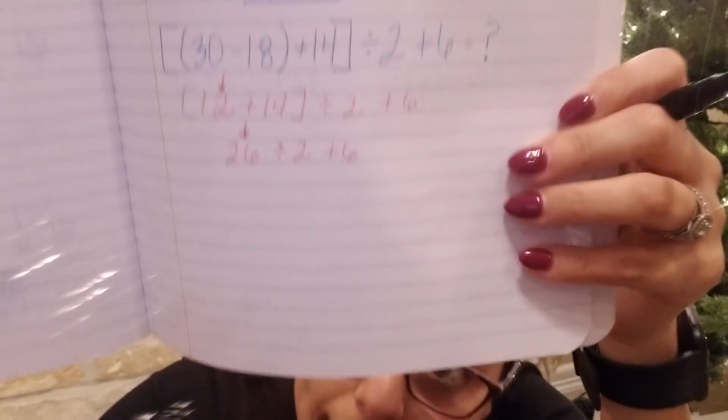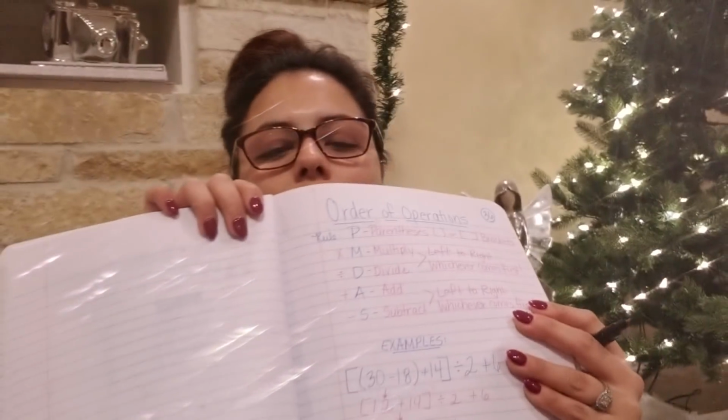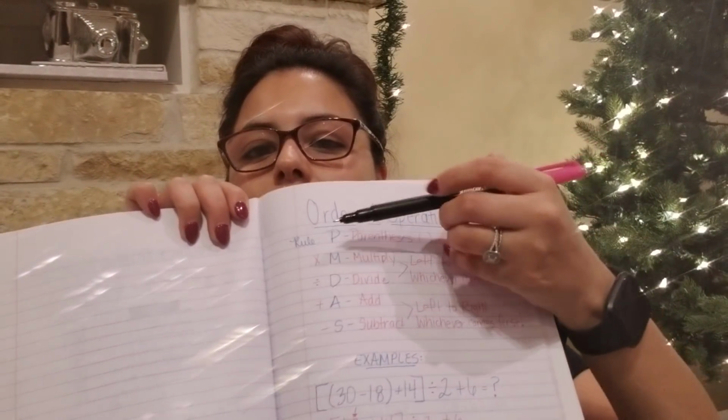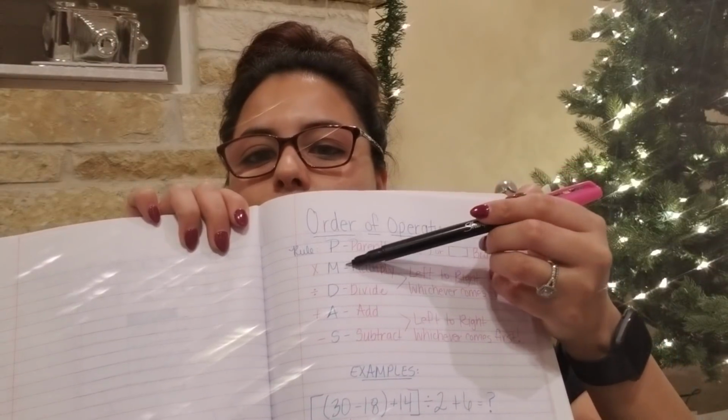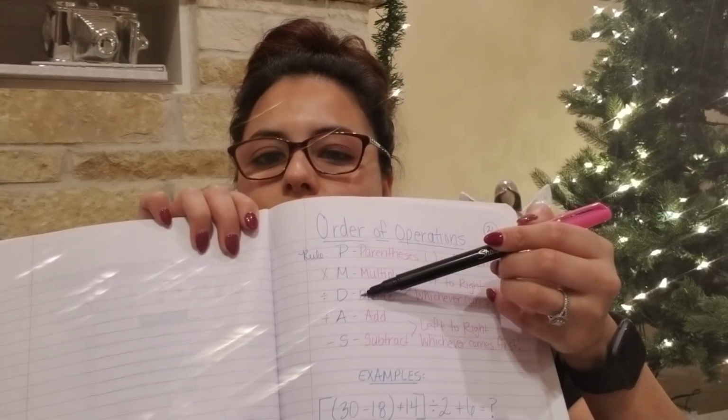Okay, so now what I have, making sure you see it, is this. So now what do I have? I have 26 divided by 2 plus 6. So I have a division sign and then I have an addition sign. So according to my order of operations, if you look at the very top, we did the parentheses and brackets. Next I have multiplication and division. Well, there's no multiplication, so I need to move on to division. Okay. So my next step is that 26 divided by 2.